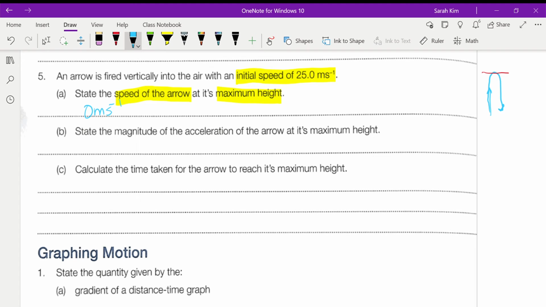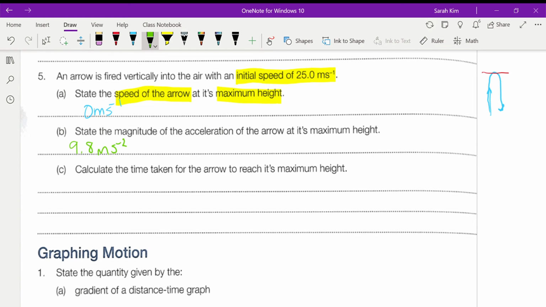B. State the magnitude of the acceleration of the arrow at its maximum height. Right, for this one, as I said, the acceleration when we are talking about vertical motions is simply going to be 9.8 meters per second squared. Now, we're used to this because that's the gravity.